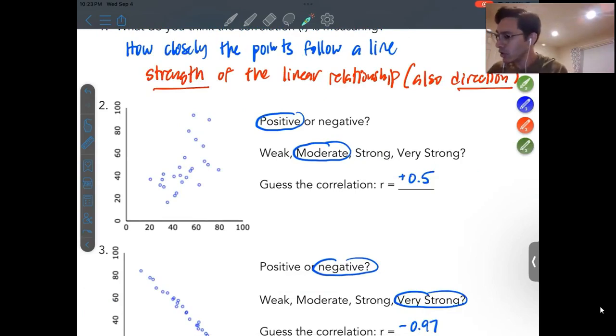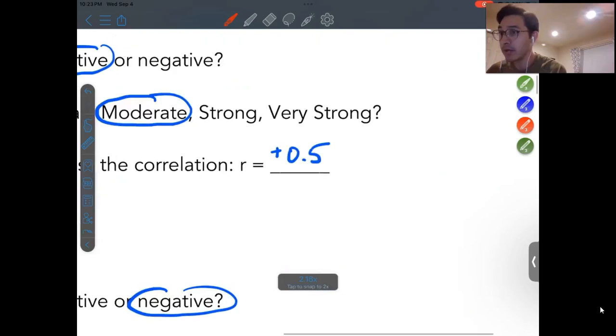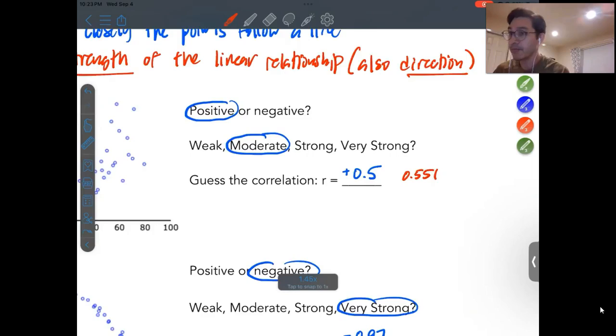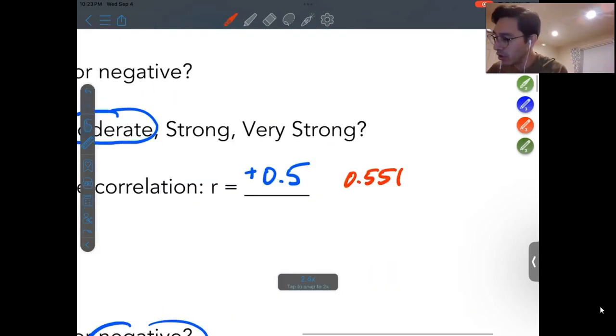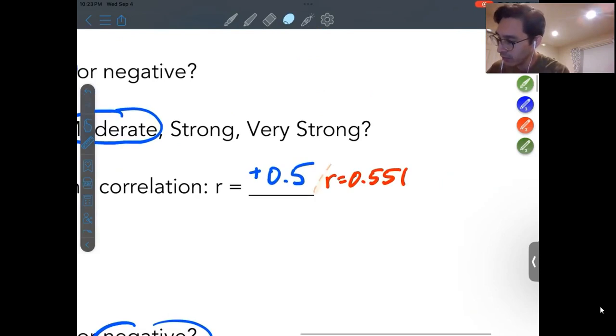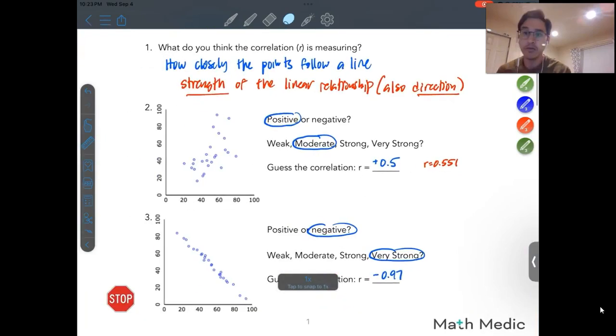The actual correlation for that scatter plot is 0.551. So I should label this R equals 0.551. If you guessed somewhere around 0.5, that's actually a pretty good guess, 0.5 to 0.6.